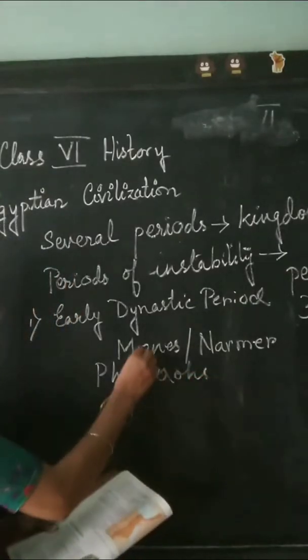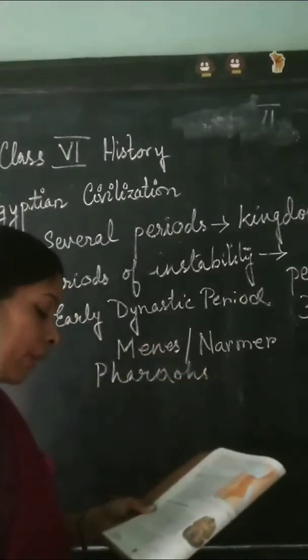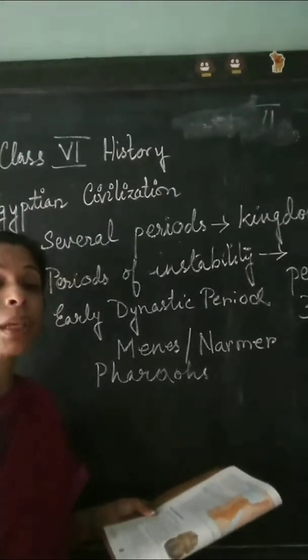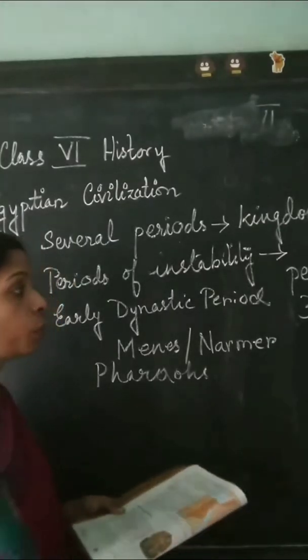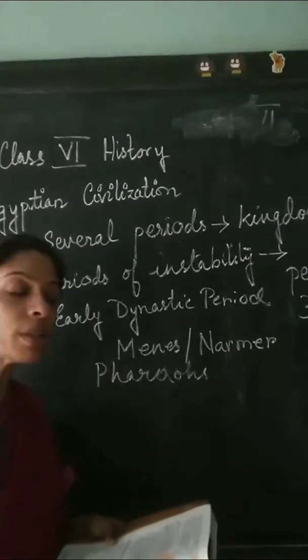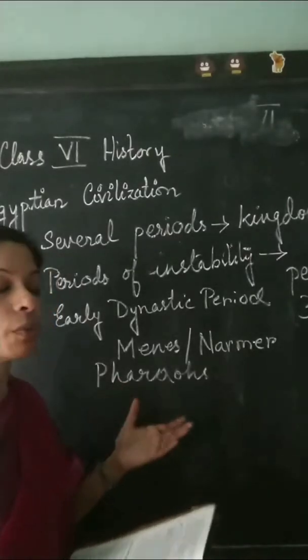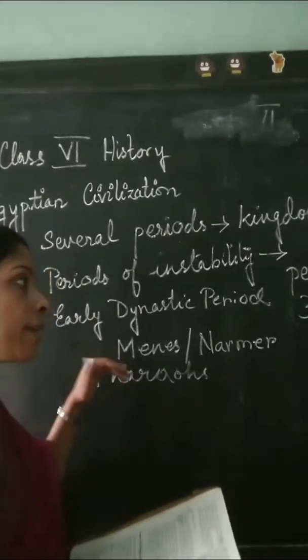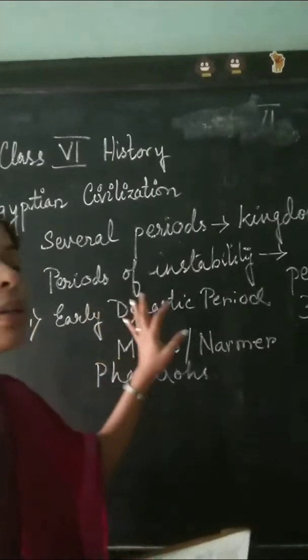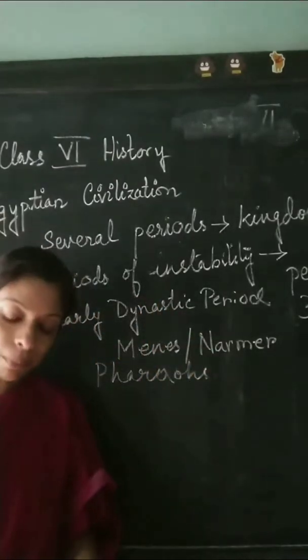So the first Egyptian king, or the first king of Egypt, was King Menes or Narmer, who unified the upper and the lower regions. And in Egypt the kings were called the pharaohs. Now next we will learn about the different periods that we were talking about.